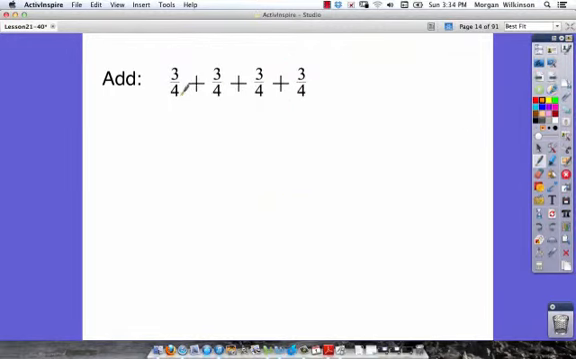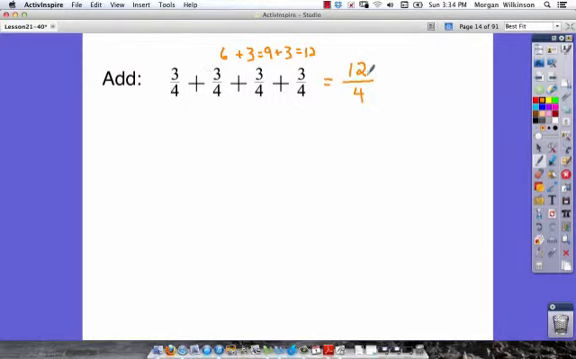Alright, this one, 3/4 plus 3/4 plus 3/4 plus 3/4. This time, we're not going to draw out a picture. Remember, our denominator always stays the same, 4, when we add or subtract fractions. Then we're going to add up our numerators. 3 plus 3 is 6. 6 plus 3 is 9. And 9 plus 3 is 12. We could have said that by saying we have 3 four times. 3 times 4 is 12.